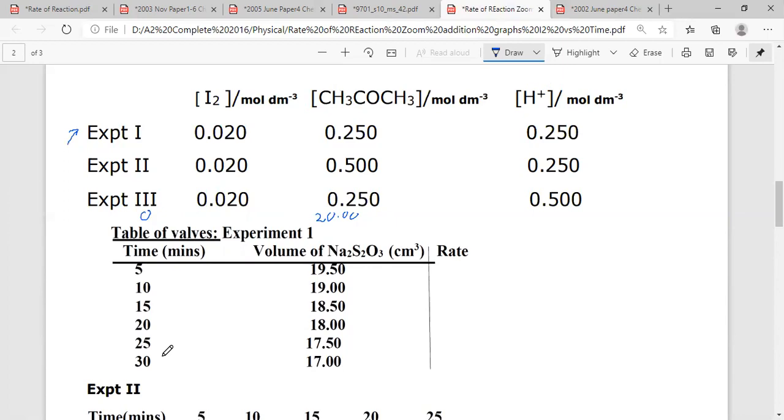After half an hour, how much have I taken out? 10 times 2, 4, 6: I only take out 60 cm cube, out of a total of 150, right? So now this is my table of values. Now I'm going to draw a graph, because it's all graphs. So how will my graph look?